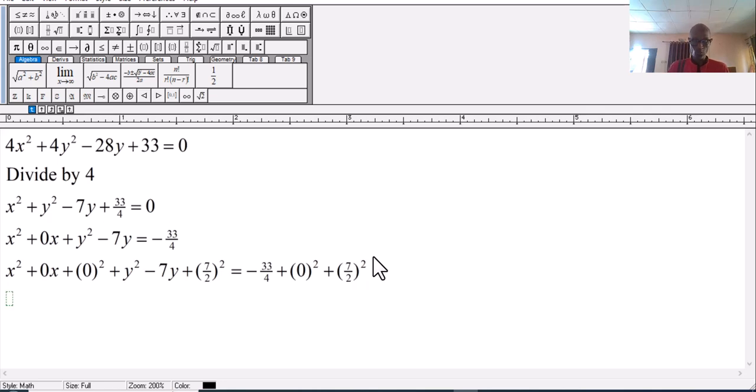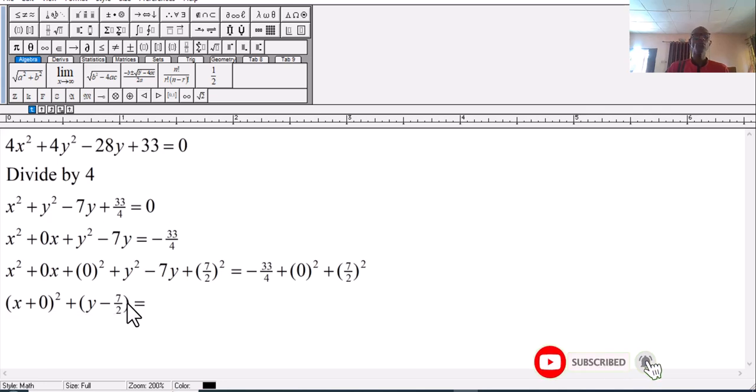So we now do what we call completing the square. You pick x. You ask yourself, what is the sign here? The sign here is plus. Then you pick the 0 here and square it. Then y. You ask yourself, what is the sign after the y squared? It is minus. Put the minus sign. Then pick this 7 over 2.